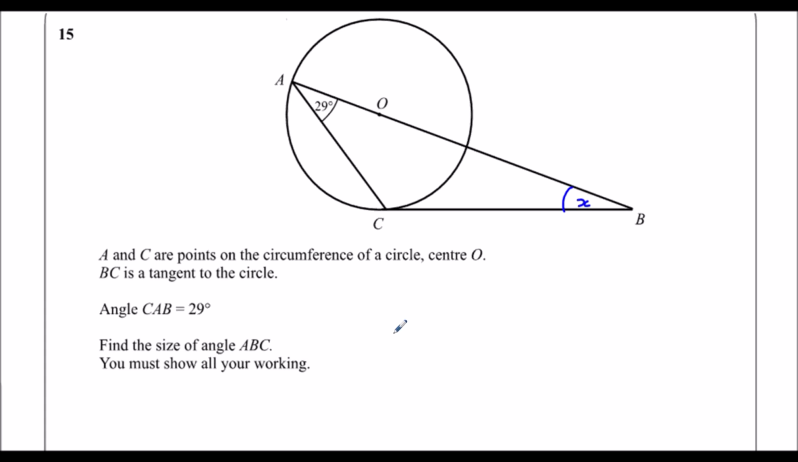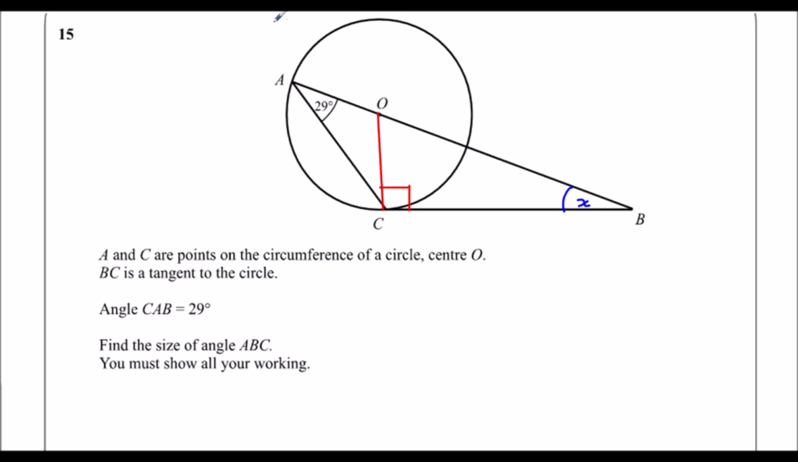You must show you're working. So what we can probably use is that a tangent, so it's not drawn to scale, a tangent meets a radius at 90 degrees. So this is a 90-degree angle here.